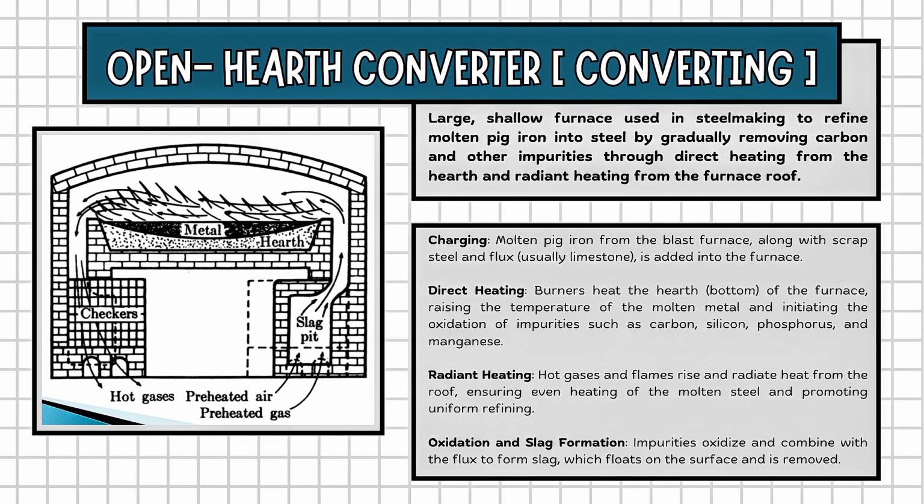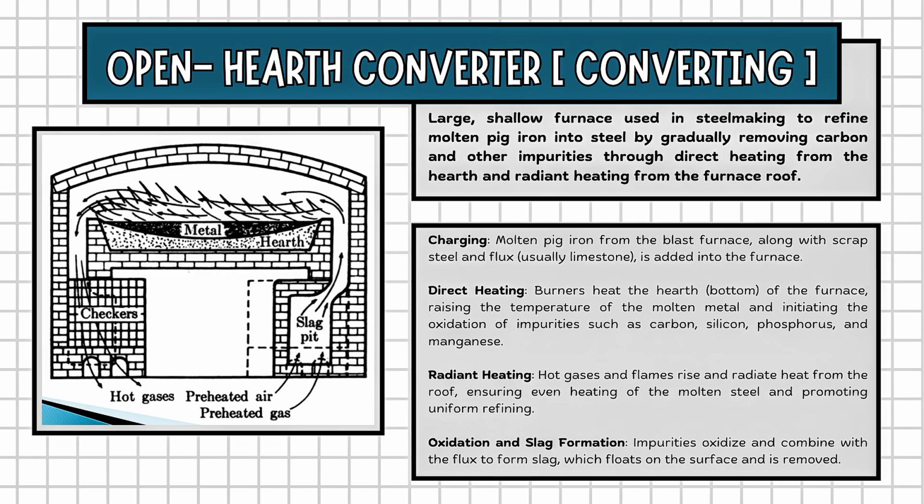Next converter is the open hearth converter. It is a large shallow furnace used in steelmaking to refine molten pig iron into steel by gradually removing carbon and other impurities through direct heating from the hearth and radiant heating from the furnace roof. As you can see here, this is our open hearth converter. Same function as the Bessemer converter, it reduces impurities and carbon content of our pig iron by heating. But here there are two types of heating, the direct heating and the radiant heating.